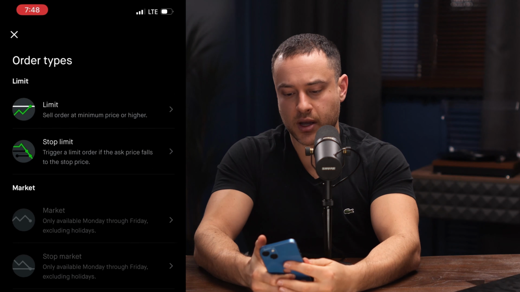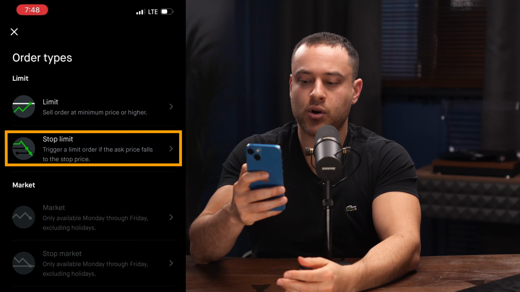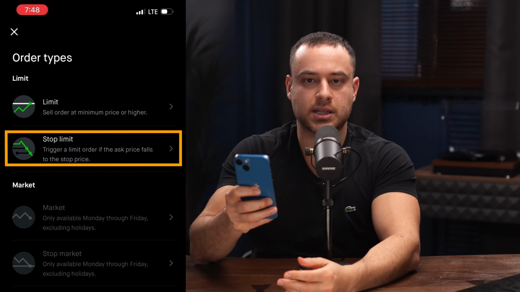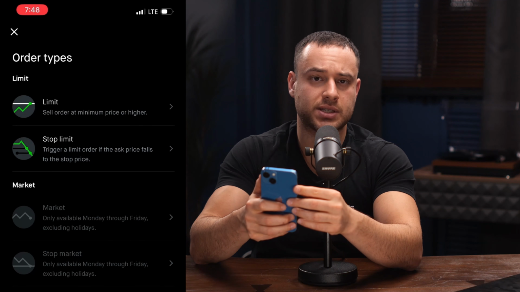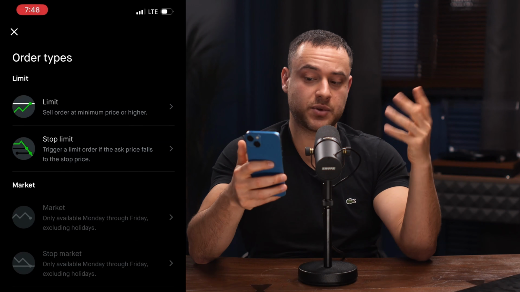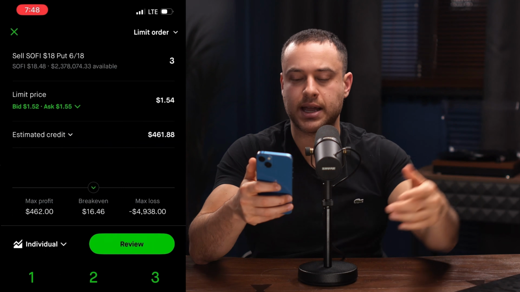Now, if I also go ahead here and change this to a stop limit, this will basically trigger a limit order if the ask price falls to the stop price. Now, you typically want to do this when you already have a position, and this is basically where you set an exit price. So if you already have a position or you entered a position recently, you can set a stop limit where you can get out of a position.